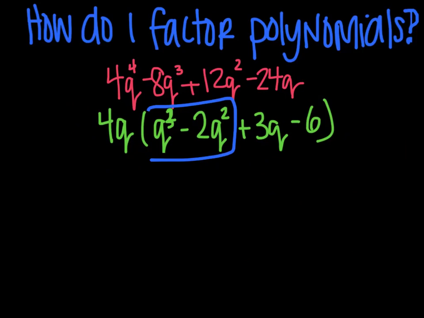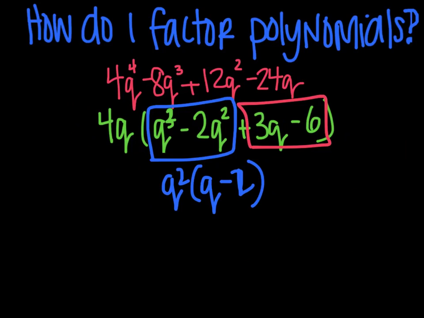So you're going to chunk it and find your common factor. You'll kind of ignore that 4q off to the side just for a little while, like you have done in the past. And this will factor out a q squared, which means I'm left with q minus 2. And then you'll want to factor out again. From this one, we'll factor out a 3, and we will have q minus 2.